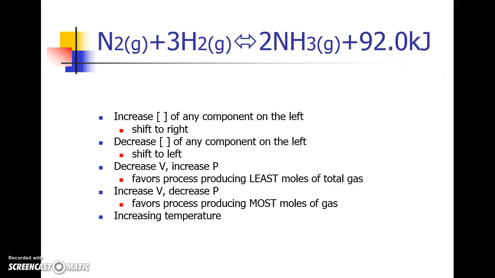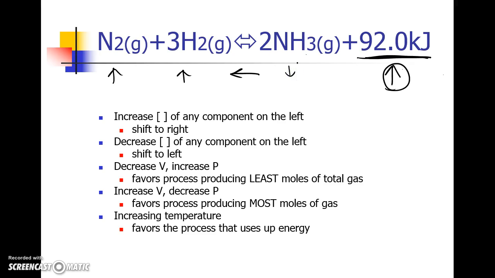If I increase the temperature, now if I'm dealing with temperature, I'm dealing with basically these kilojoules. And so I'm going to treat this just like I did the concentrations. If I increase this, which way will my reaction shift? If you thought it would shift away from that, you would be correct. It would make more of this and less of that. So it's going to favor the process that uses up the energy, or that shifts away from that energy.